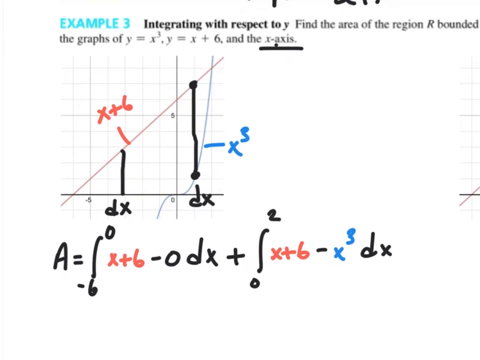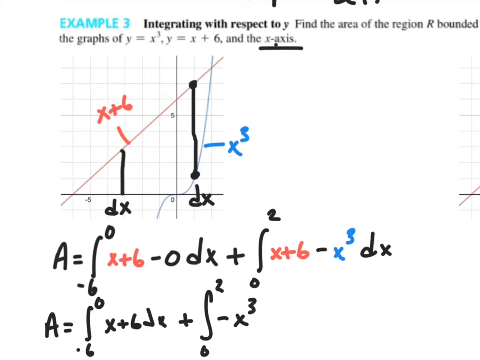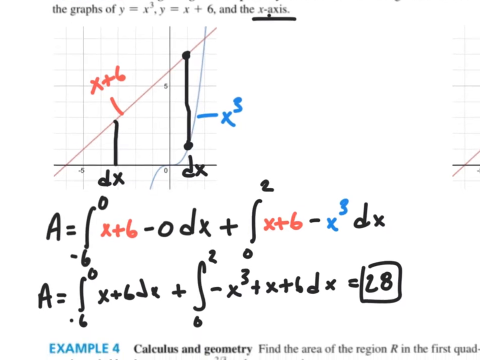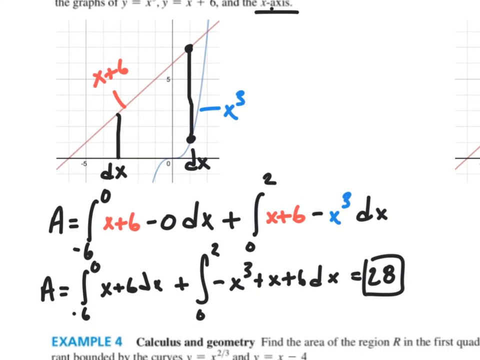Okay, and you could simplify this, and this would give you the integral from -6 to 0 of just x plus 6 dx, and then plus the integral from 0 to 2 of -x cubed plus x plus 6 dx, okay? And you could plug this into your calculator. I'm not going to do this by hand, but this area here would be an area of 28, okay? You can check that on your calculator if you'd like. But I'm just concerned about us writing the integral.